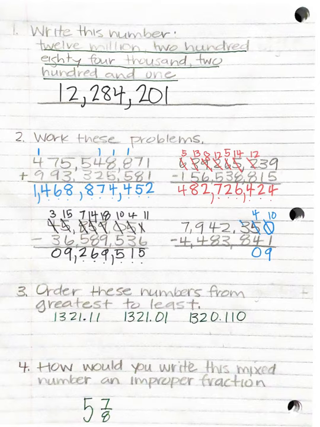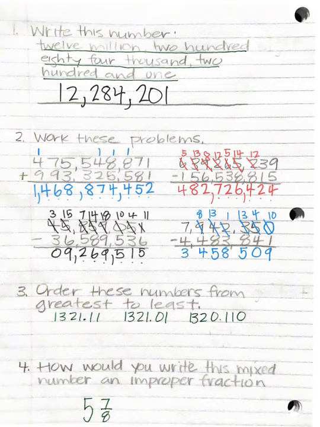3 minus 8, I have some regrouping to do here. Change that 2 to a 1, that 3 to a 13. 13 minus 8 is 5. 1 minus 3, I have regrouping. 11 minus 3 equals 8. I have some regrouping. 3 minus 8, I'm going to change this 9 to an 8. That 3 to a 13. 13 minus 8 equals 5. 8 minus 4 equals 4. And 7 minus 4 equals 3.